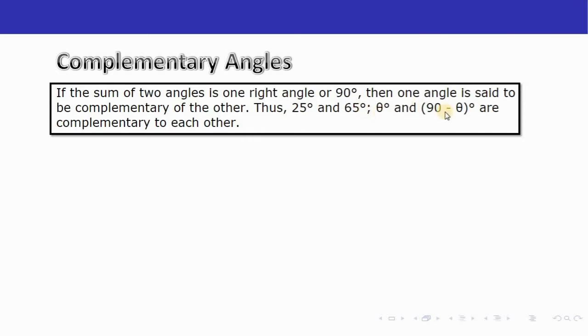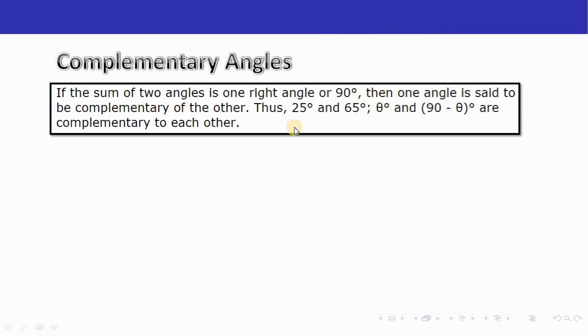Similarly, theta and 90 minus theta. When I add them, I'll get exactly 90, right? Because theta and minus theta get cancelled and only 90 will be left. So the sum of theta and 90 minus theta is going to be exactly 90. That's why I can say that theta and 90 minus theta both are complementary angles.